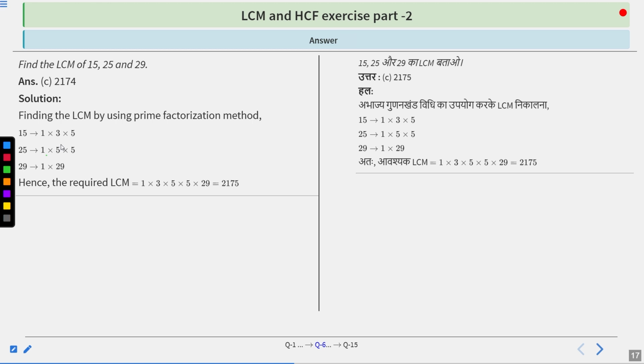Now for LCM, we are going to look for the maximum power of every number. 3 is present only once, so 3. 1 is also present, that is 1 into 3. 5 is also present once, so 5 into 5 into 29. 5 was present twice, so we have taken 5 twice here, into 29. That is equal to 2175. That means option number C is the correct answer.